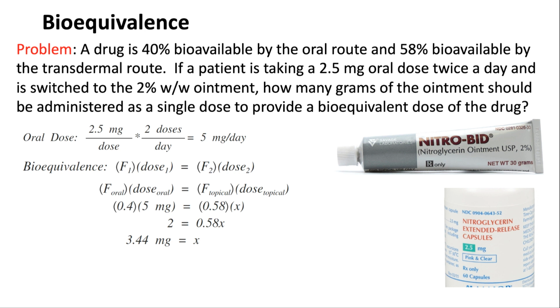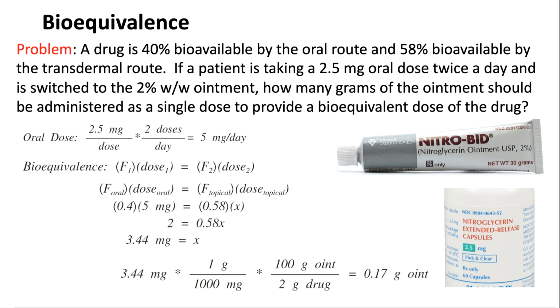To answer this question, though, I have to determine the actual grams of ointment that I'm using to provide the 3.44 milligrams. So to do that, let's start with my 3.44 milligrams, and let's convert that to grams by multiplying by the fact that for every 1 gram, there would be 1,000 milligrams, so the units of milligrams cancel and I'm in grams. Then I can multiply that by the concentration of my ointment. I was told it was a 2% weight per weight. So I'm going to multiply that by the fact that that means for every 100 grams of ointment on top, there would be 2 grams of nitroglycerin. So grams of nitroglycerin cancel, and I would be in grams of ointment.